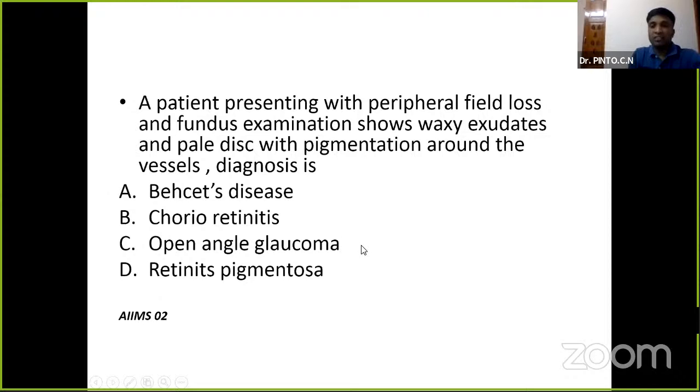In open angle glaucoma, you will have a central loss of vision, isn't it? Sorry. In open angle glaucoma versus retinitis pigmentosa, the central vision will be retained till the advanced stage in retinitis pigmentosa, but in glaucoma you will have pain and other features. Chorioretinitis definitely is not, you don't see any waxy exudates or pigmentation around the vessels; in chorioretinitis, you will have a well demarcated patch of scar. So the answer is retinitis pigmentosa.